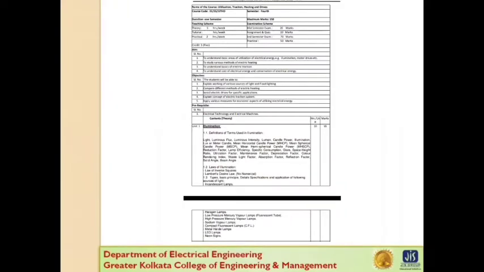This topic is included in module 1 of the subject Utilization, Traction, Heating and Drives. Subject code is EE-S5-UTHD. So let's start. In this video I will discuss the inverse square law of illumination.